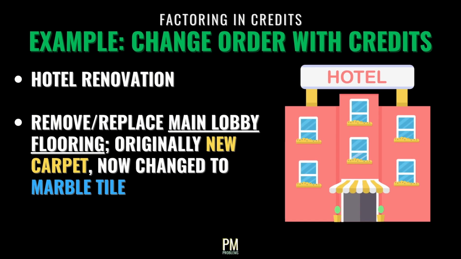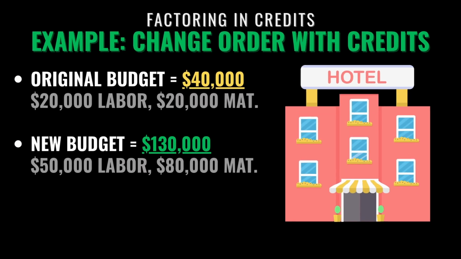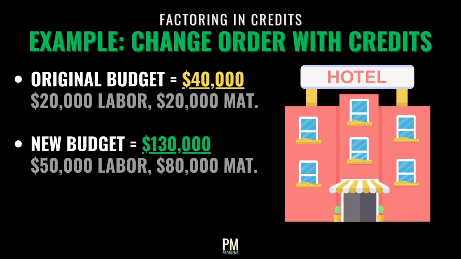Let's put this in a real-world context. Imagine a hotel being renovated, the scope of which includes removing and replacing all of the flooring in the main lobby. Let's say that the hotel was originally planning to install 2 types of new carpeting through this area, but they've decided to get fancy and have marble tile instead. The flooring contractor doing this work originally budgeted for $20,000 in labor to install the carpet, plus another $20,000 for new carpeting material, totaling $40,000.